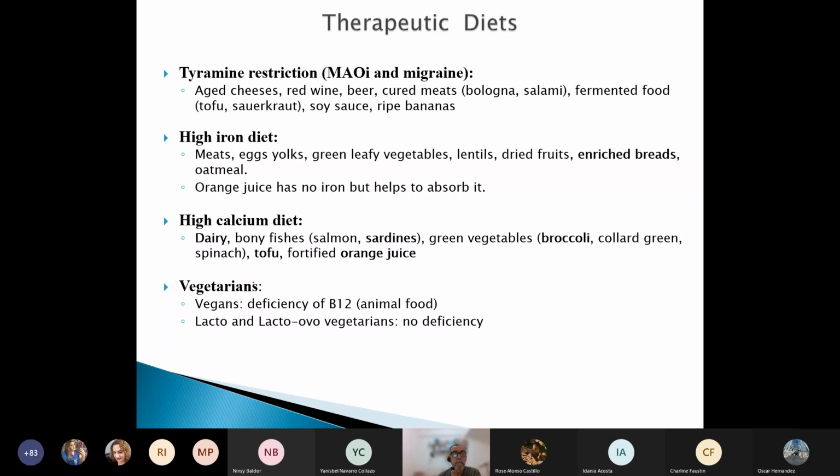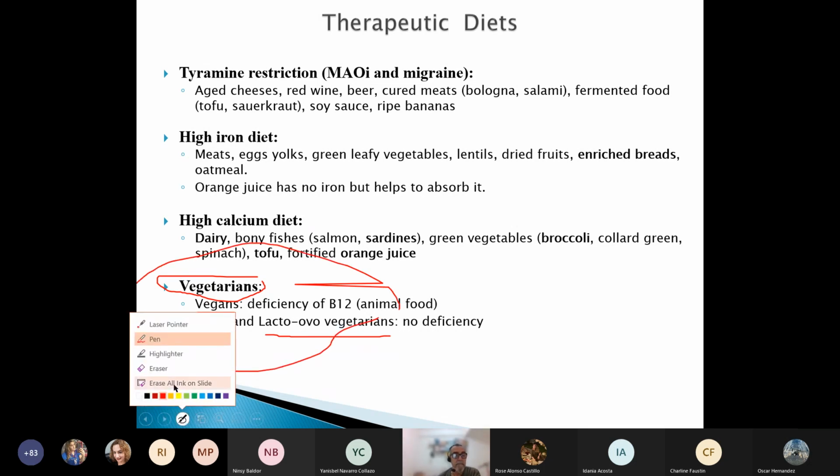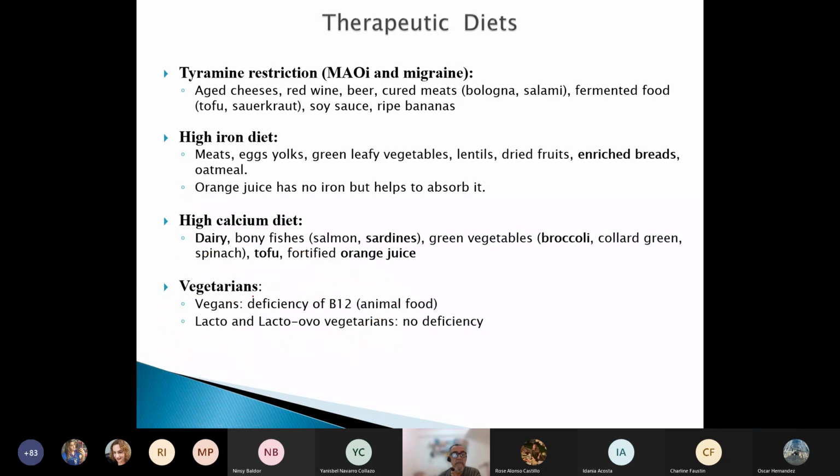Be knowledgeable of vegetarians, okay? Vegetarians can be vegans or lacto-ovo vegetarians, and have this knowledge because it's very different and has very different implications. Of course, the issue is when the person is a vegan, because a vegan is not consuming anything of animal origin like milk or eggs, while a lacto-vegetarian or lacto-ovo vegetarian can consume that. The issue of the vegan diet is only B12.